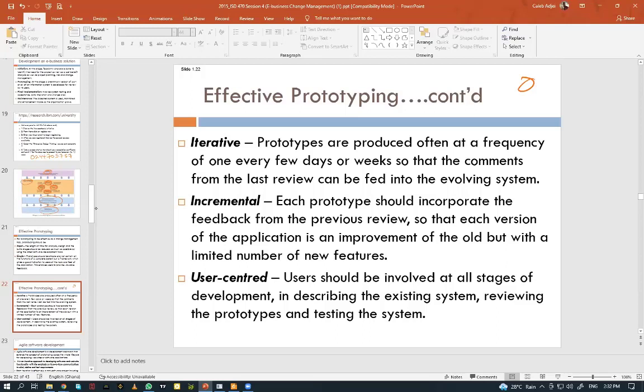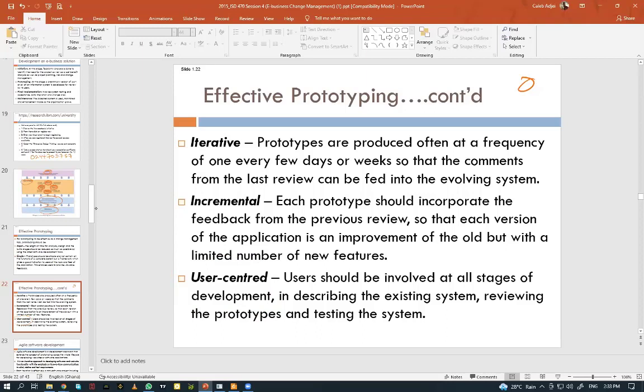Then also we have the user-centered system. That is, users should be involved at all stages of the development: in describing the existing system, reviewing the prototype and testing the system.